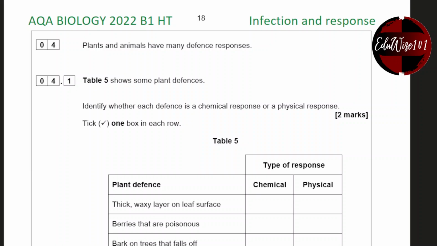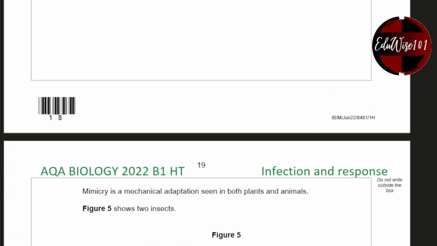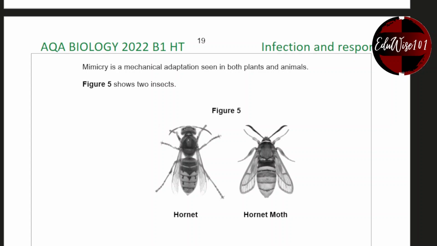Identify whether each defense is a chemical response or a physical response. So you have the plant's defense of having a thick waxy layer on the leaf surface, which is a physical defense. Berries that are poisonous, that would be chemical. Bark on trees that falls off is physical.